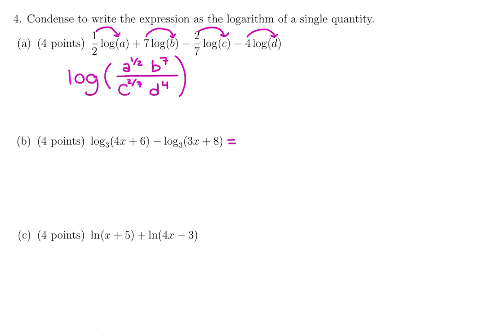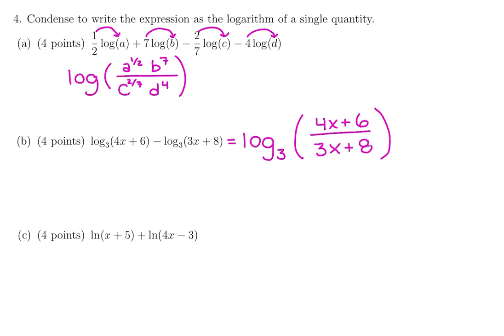I want to put everything inside one log. This time it's log base 3 instead of the common log like it was above. I have some subtraction, so I know something's going to go in the denominator. That 4x plus 6 term was not subtracted, so it goes in the top. The term that was subtracted was 3x plus 8, and that goes in the bottom.